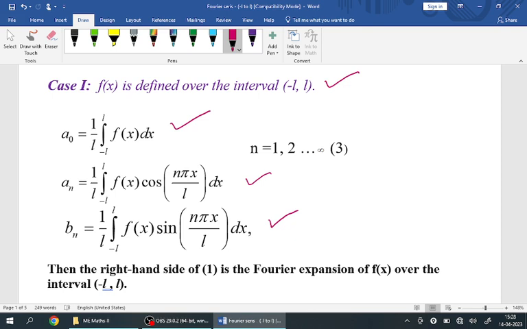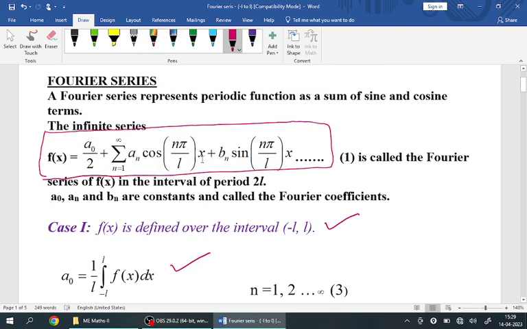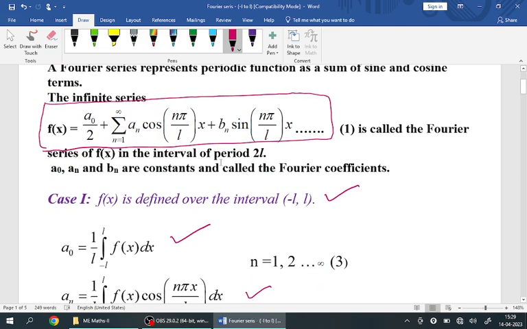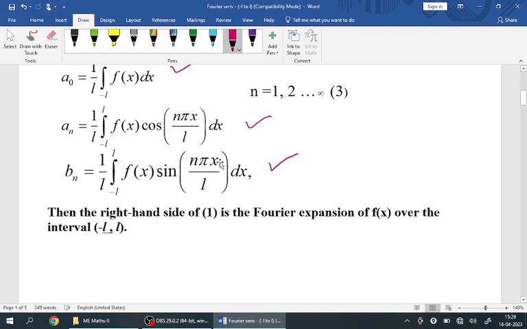So these three formulas for a0, an and bn, along with the Fourier series formula, are the important ones. Everywhere you are going to use only these formulas. Our aim is to get the values of these coefficients a0, an and bn and replace them in equation number 1. That is the only thing we have to do in Fourier series.